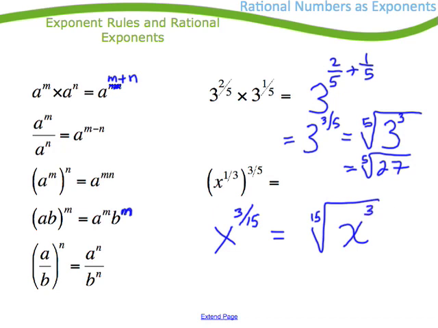Okay, so hopefully, and you may want to again pause and try some questions in your book, just practicing the laws of exponents with things that aren't as familiar as just integers, but that are fractions. A little tougher.